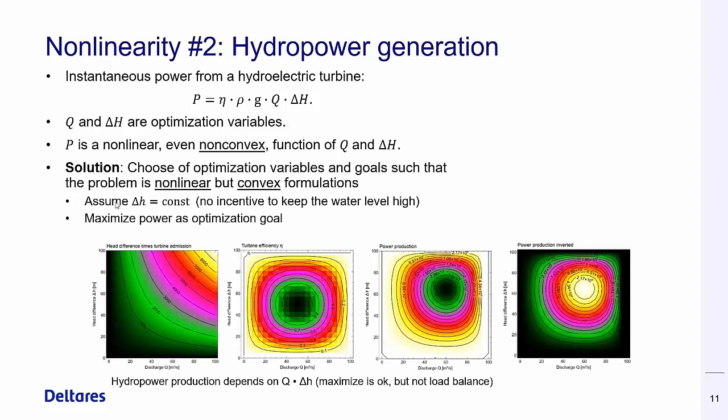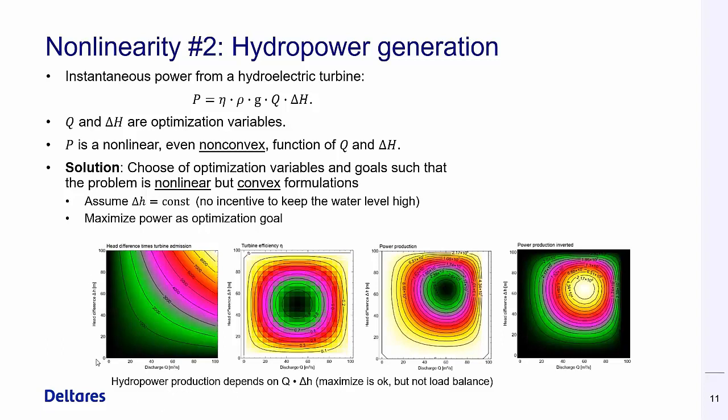A typical common approach is that we set the head difference as constant, but this means that we have no longer an incentive to keep the water level high for the reservoir, and this is not what we do in practice. If the focus is on hydropower, we aim to keep the water level as high as possible, and then we can also choose to go for maximizing power as an optimization goal, but not producing a certain power amount. And here are some illustrations.